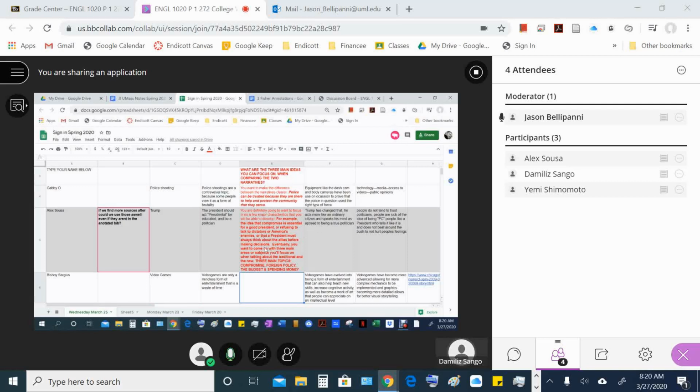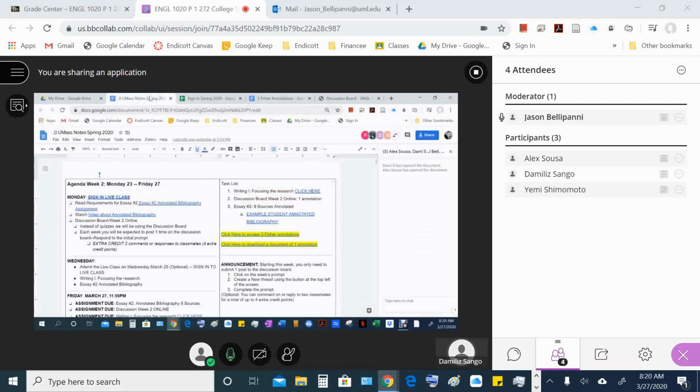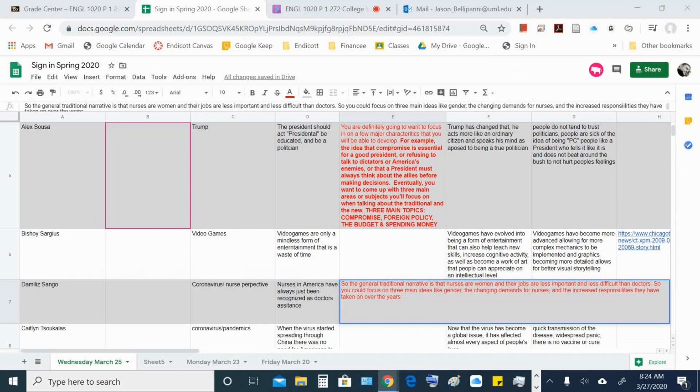But you want to find three. Eventually, you want to find three topics. They may not be these three because there's plenty of other things, but I'm just using those as an example.